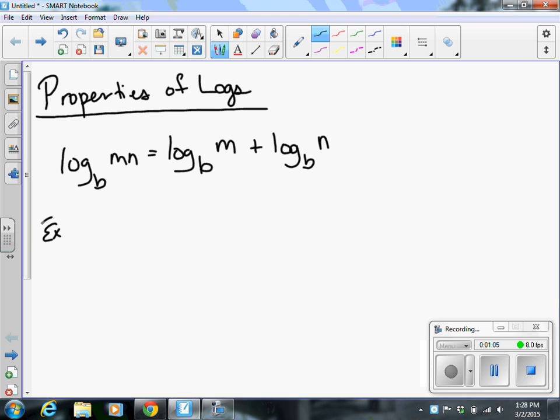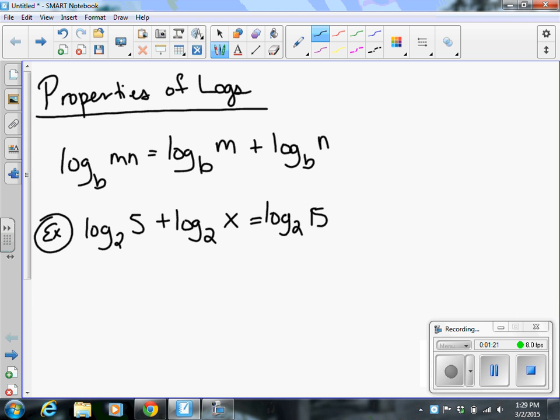Okay, so let's look at an example of this. If I have log base 2 of 5 plus the log of base 2 of x equals the log of base 2 of 15. Okay, my goal here is to solve for x. Well, I know that the 2 logs added together, the 5 and the x must be multiplied together in order to get my 15. So looking at this, it's like I can cancel off the log of base 2. So I have 5x equals 15, x then has to equal 3.